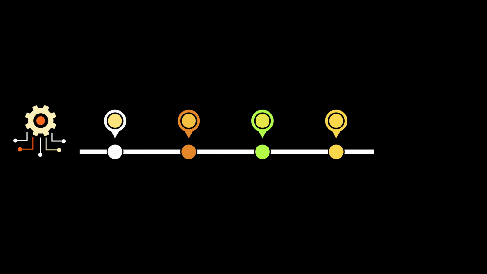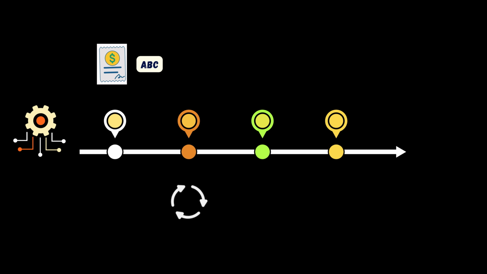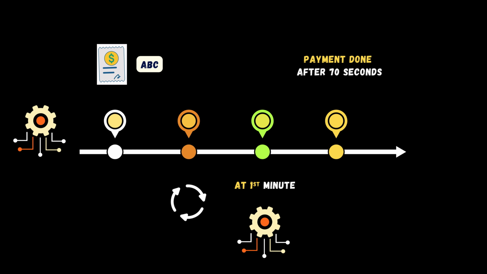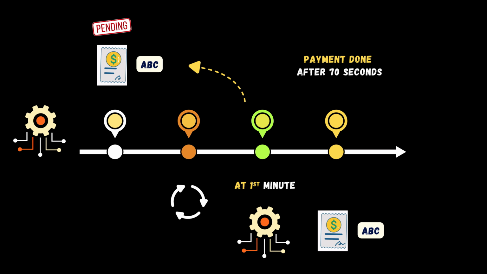Now imagine this timeline. At the 0th minute, your worker starts. It fetches an installment, let's say ABC, where status is pending. Payment processing starts, but the payment takes 70 seconds. And at the first minute, a new worker starts. It executes, and guess what? Installment ABC is still pending. So the second worker picks the same record again. Now you have worker A processing a payment, and worker B processing the same payment.